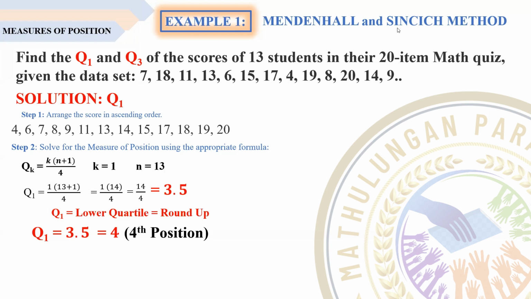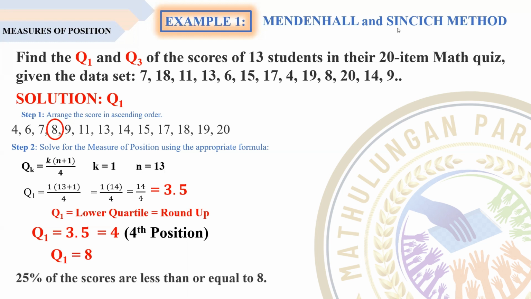So bibilang tayo ng hanggang 4 na position. So 4, 6, 7, and 8. So 8 ang ating pang 4th position. Therefore, ang value ng quartile 1 natin ay 8. Okay? So kung ating iintindihin at i-interpret yung value ng 8 na yan, ibig sabihin 25% of the scores are less than or equal to 8. So, saan ko nakuha yung 25%? 25% is equivalent to the quartile 1.